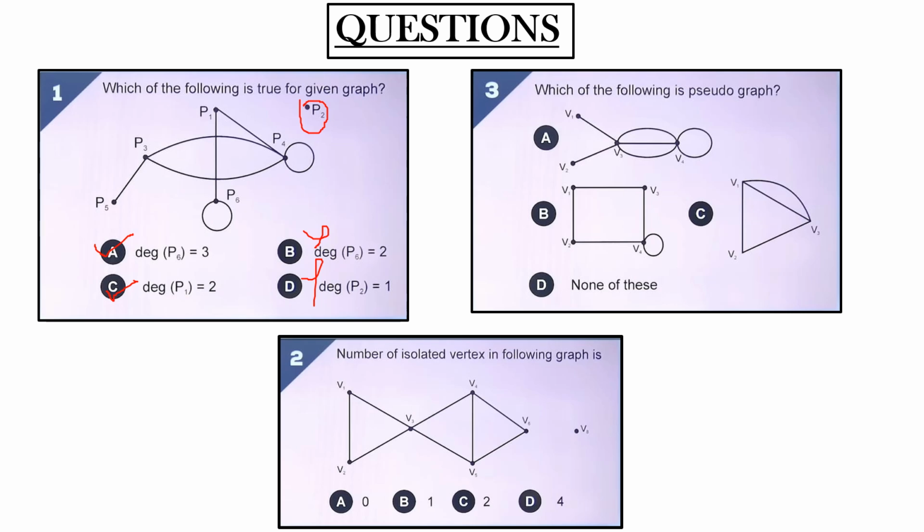Question number 2. We have to find the number of isolated vertices in the following graph. We can see that only this point is not connected to any other point. So our number of isolated vertices is 1 in this case.